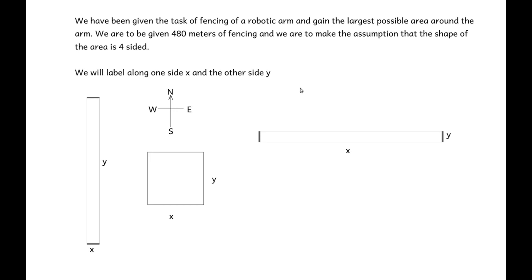We've been given the task of fencing off a robotic arm, and we need to gain the largest possible area around the arm. We are given 480 metres of fencing, and we're going to make the assumption that the shape of the area is to be four-sided. So for example, a square or a rectangle. So what's the maximum amount of area we could achieve? Would a square give me more area than a rectangle?